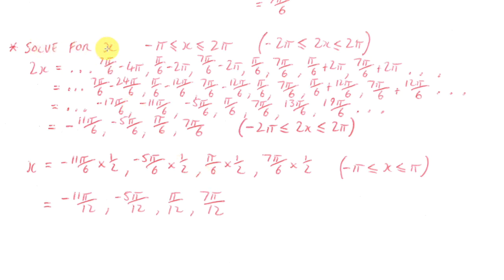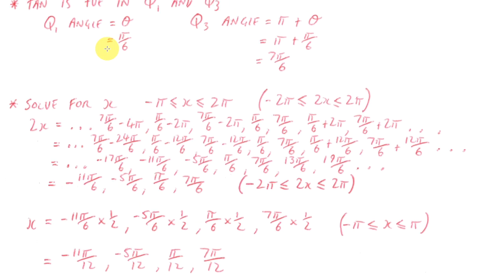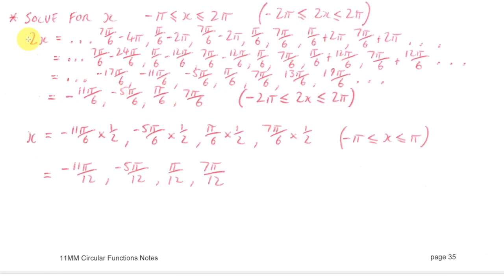We now need to solve for x. What we have are solutions, or some of the solutions, for 2x. Now the domain for x is between negative pi and positive pi. That should be a positive pi there. If we are looking for solutions for 2x, then because the x has been doubled, we need to double the lower value and the higher value. So instead of being between negative pi and positive pi, we have solutions for 2x being between negative 2 pi and 2 pi. So these are the solutions for 2x.